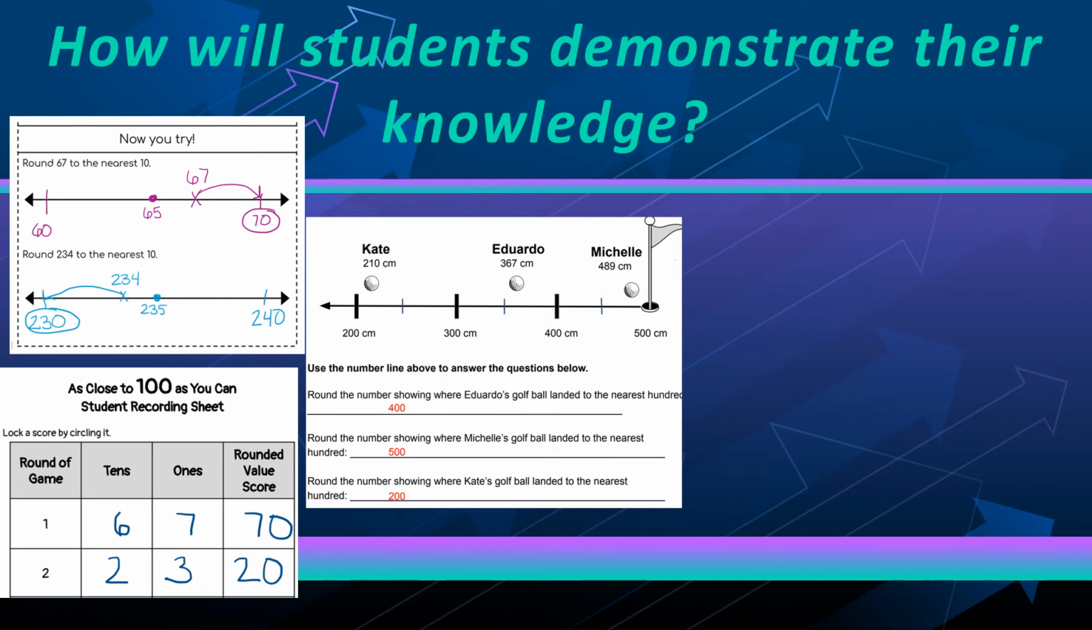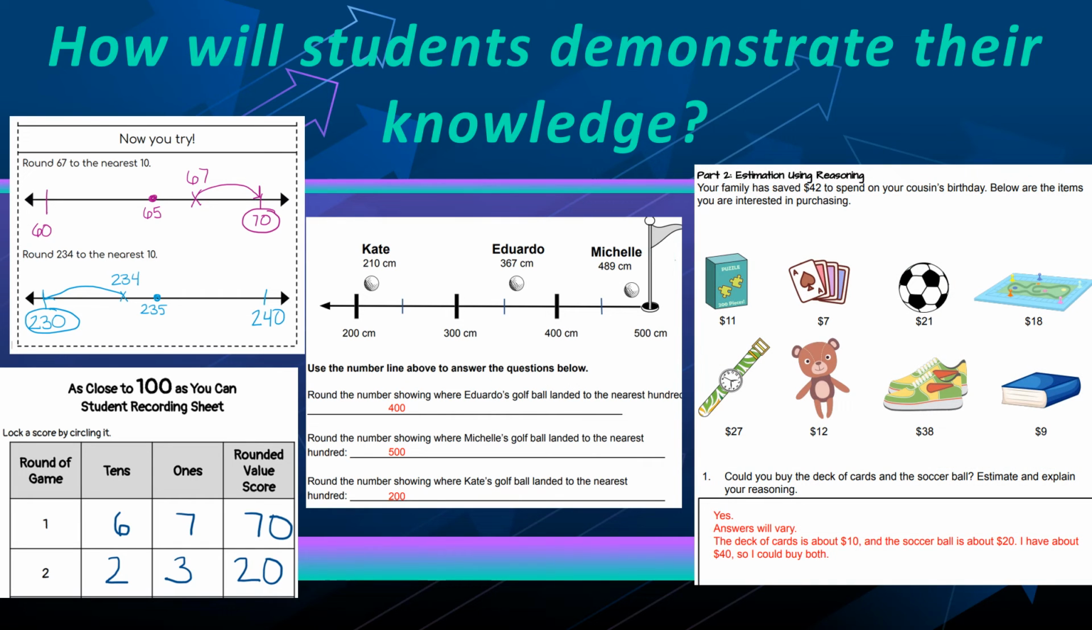Here are show what you know examples from our STEMscopes, where students are applying their understanding of rounding, and also where they are showing that they can use their rounding in estimating, in this case, a real-world situation of deciding which items to purchase. All of these examples are found in STEMscopes.